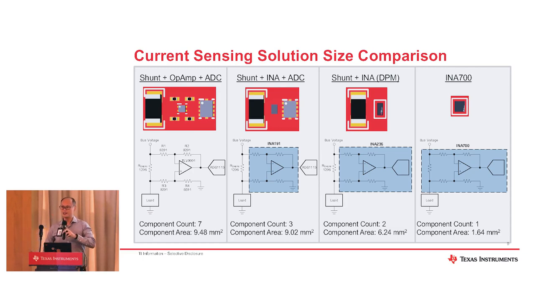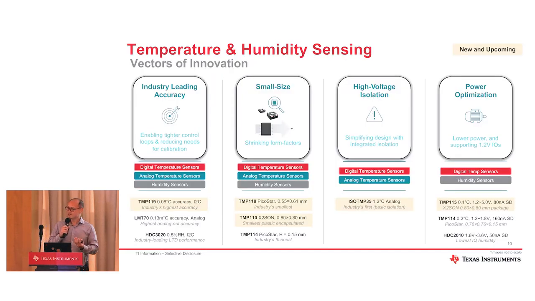I'll move on over to the second pillar, which is our temperature and humidity sensors. Okay. Now, temperature sensors, first thing is accuracy. How accurate can a temperature sensor be right now? We can be as accurate as 0.08 degrees. Now, is accuracy important?